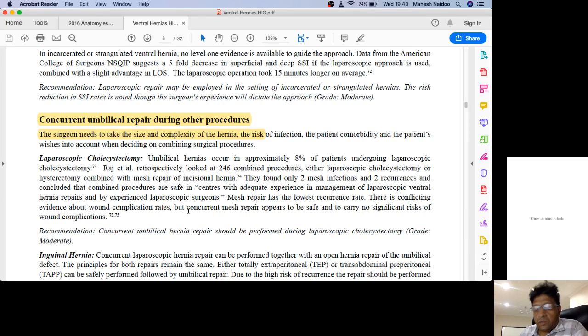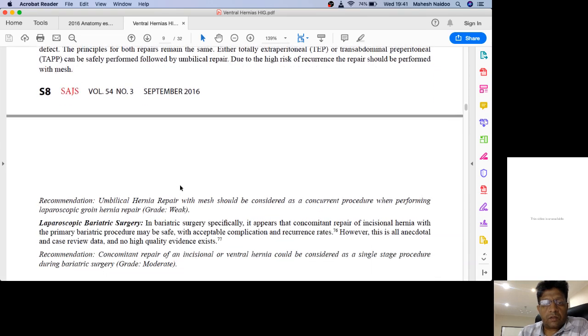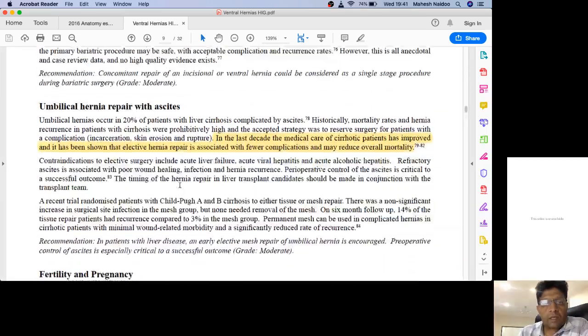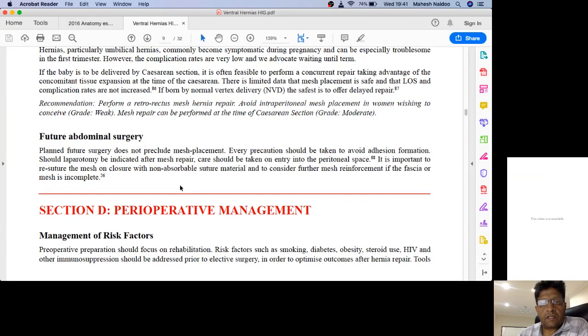They very frequently ask you these combinations, whether you would consider doing a hernia repair at the same time as a lap chole, for example, because the patient has both conditions concurrently. The recommendation from this article is that concurrent umbilical hernia repair should be performed during laparoscopic cholecystectomy, and the grade of evidence is moderate. So there's a couple of options here. Umbilical hernia with ascites, fertility and pregnancy, you should have a working knowledge of this type of information.